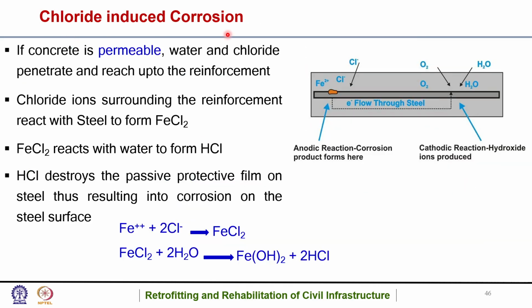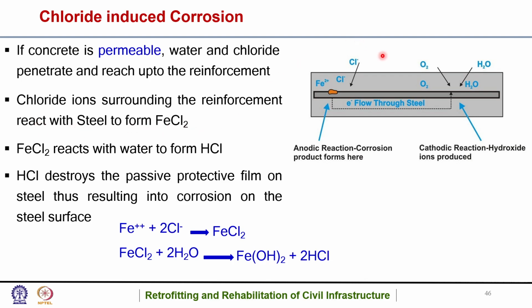The chloride-induced corrosion is mostly related with permeability. When the concrete is permeable, the water and chloride penetrate and reach up to the reinforcement. So there is an intrusion of chloride ions towards the reinforcement. These chloride ions surrounding the reinforcement react with steel to form FeCl2.